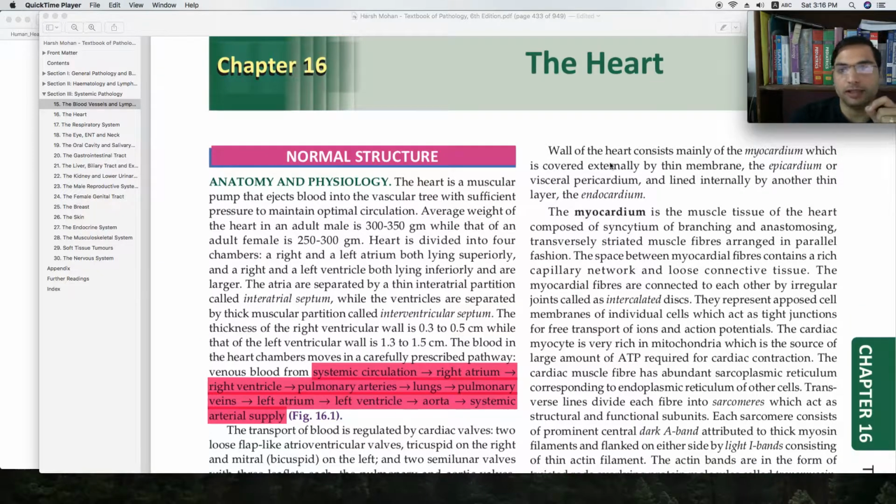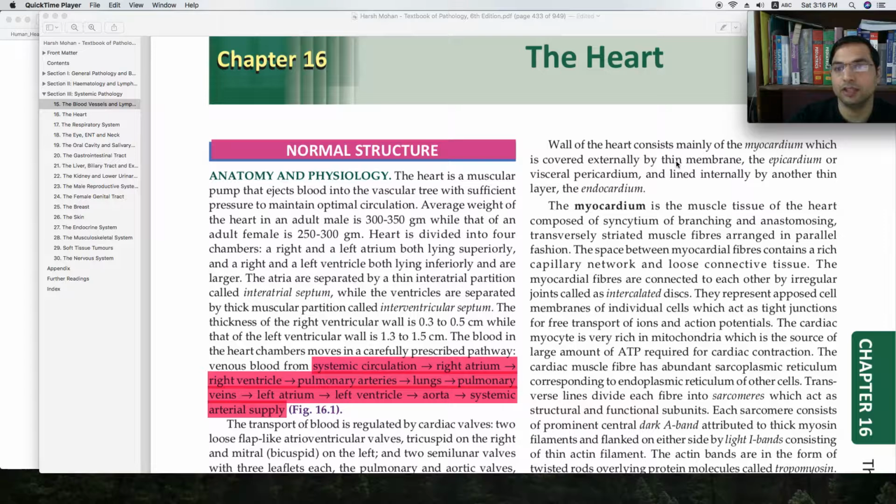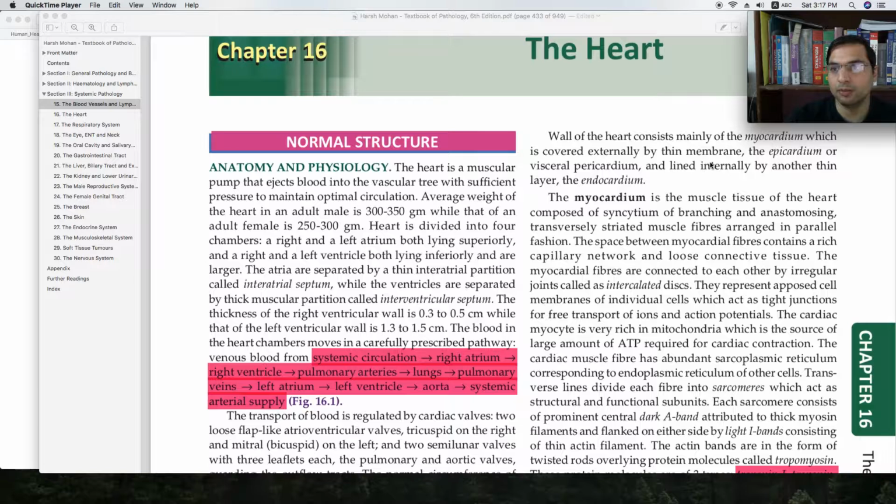The heart consists of 3 layers: myocardium, epicardium and endocardium. The endocardium is the innermost layer, and the myocardium is the main muscular layer which contains the muscles. The epicardium, also called the pericardium, is the outermost layer. So: endocardium, myocardium and pericardium.